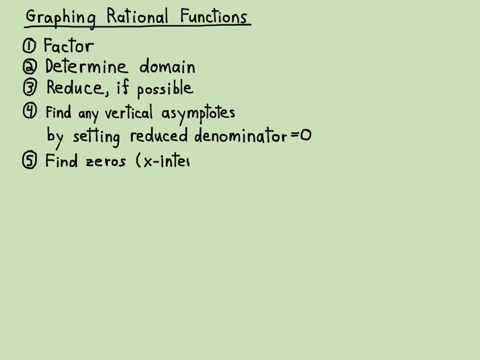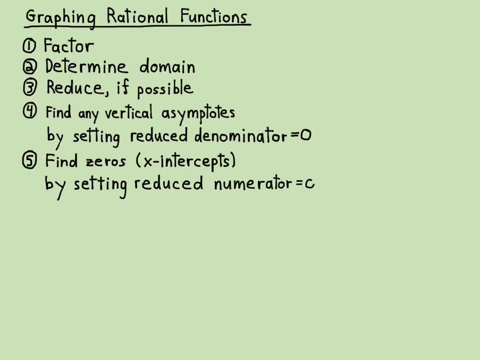5, find the zeros, x-intercepts, by setting the reduced numerator equal to 0. Now, okay, zeros and x-intercepts are not quite the same thing. The x-intercept is the x-coordinate and the y-coordinate. The zeros is just the x-coordinate. But you can find one from the other pretty easily.